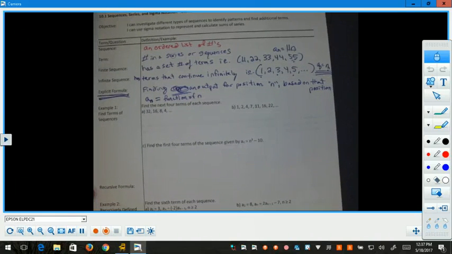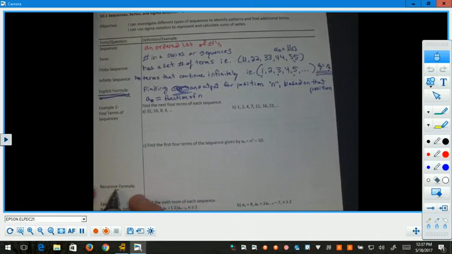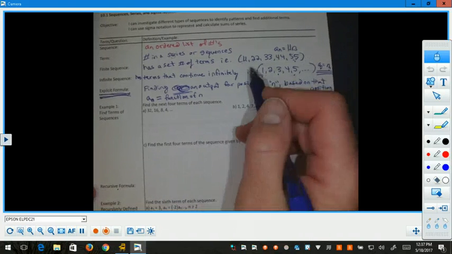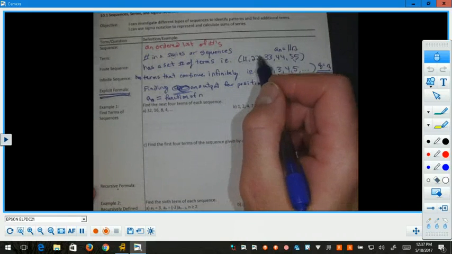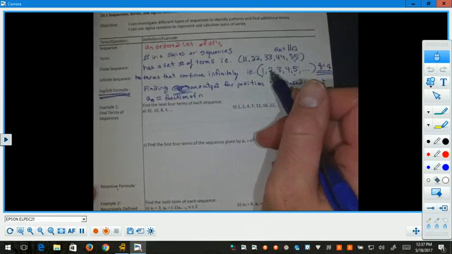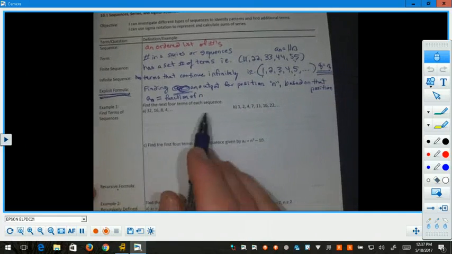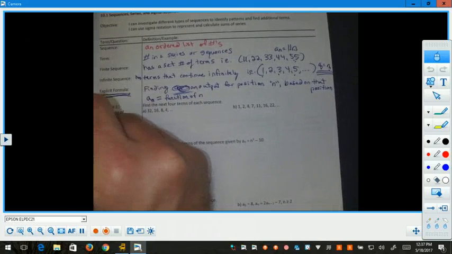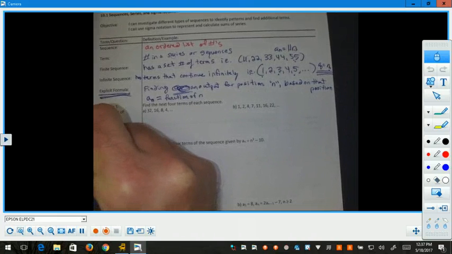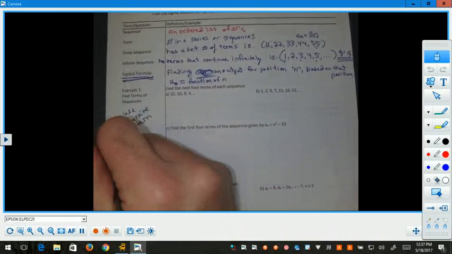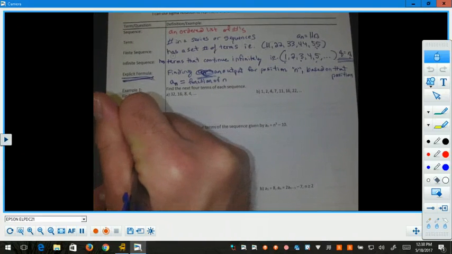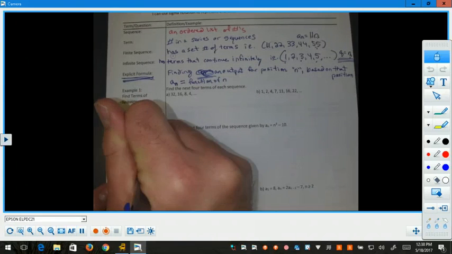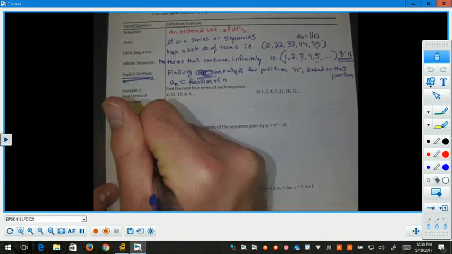The recursive formula, which we'll get to in a second, has to do more with what's called the recursive pattern, which is how do I get to the next number from the previous? Here it's add 11, add 11, add 11. Here it's add 1 each time. So using the recursive pattern, and so you're wondering, well, what does recursive pattern mean? What I mean by that is how to get the next term from the previous term.